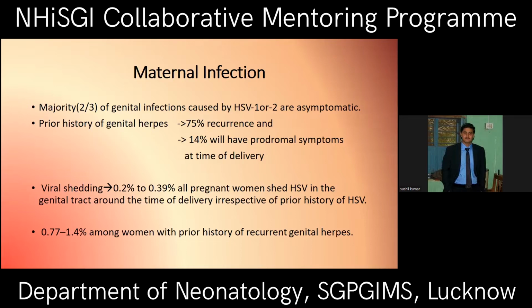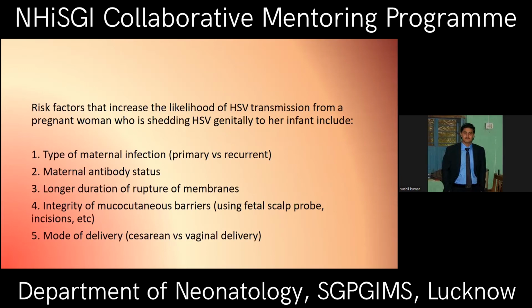So what are the risk factors increasing the likelihood of HSV transmission? The first and foremost is the type of maternal infection. Primary infection has a 2 to 3 times higher risk of transmitting the infection to the babies when compared to recurrent infections, because of the presence of transplacental protective maternal antibodies. Second is maternal antibody status. This more or less goes hand in hand with primary versus recurrent infection.